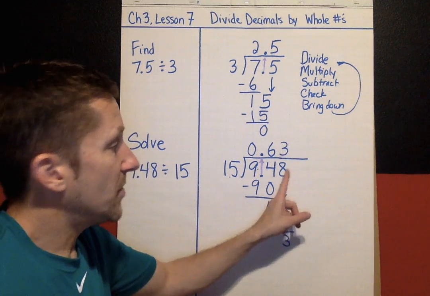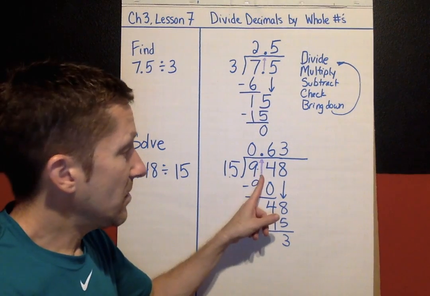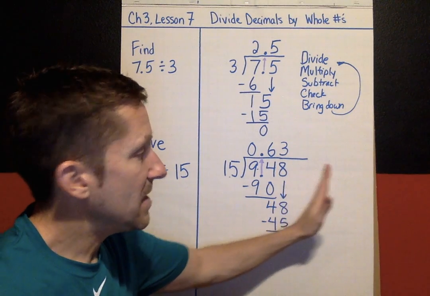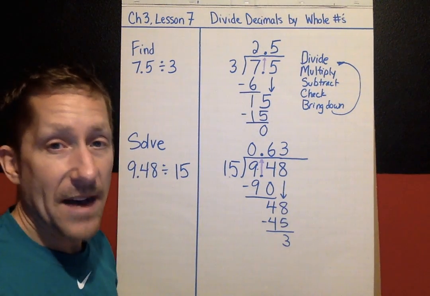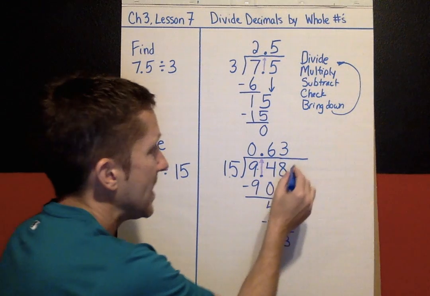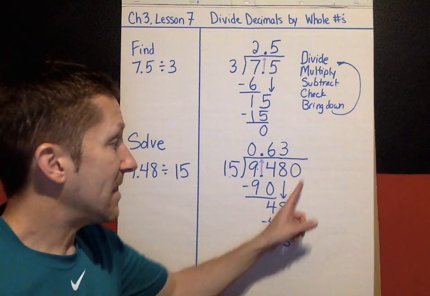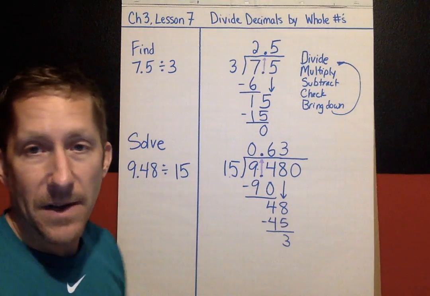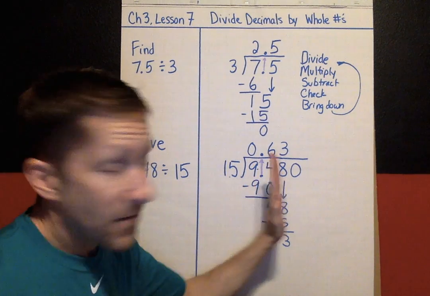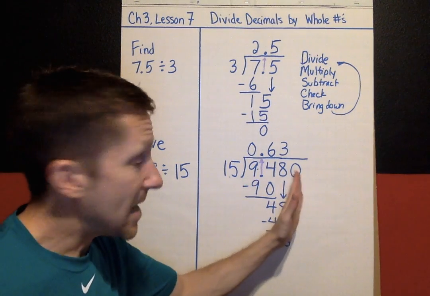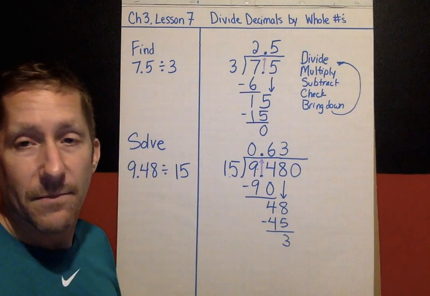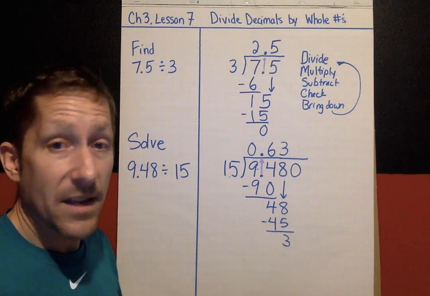I don't have any more numbers to bring down. However, here's the decimal point. If you go to the very end of a decimal, you can add as many zeros as you want. You're not changing the value at all. 9.48 is the same thing as 9.480. In fact, I could add 100 more zeros if I wanted to. It's not going to change the amount. To the very far right of a decimal, that's the only time you can do that, adding the zeros and not changing the amount. But here's my decimal. To the very far right, I can add as many zeros as I want and keep dividing.